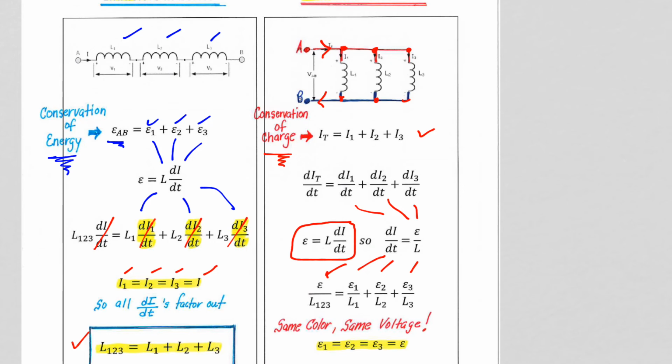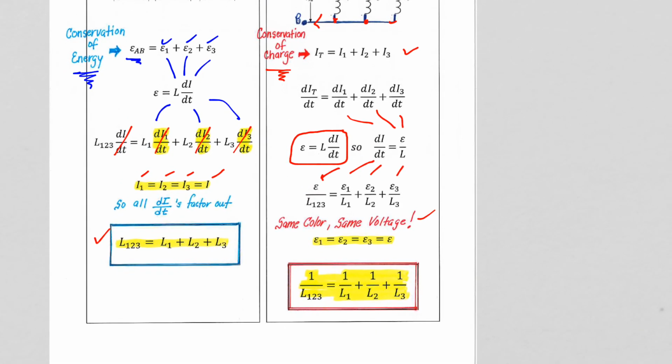Now, same color, same voltage. We lose all of the voltage terms because we can drop the subscripts. So we lose this term, this term, this term, this term. And we are left with our familiar result, that for resistors, we saw that the equivalent resistance was 1 on R1 plus 1 on R2 plus 1 on R3 equaled 1 on R equivalent. The same is true for inductors.